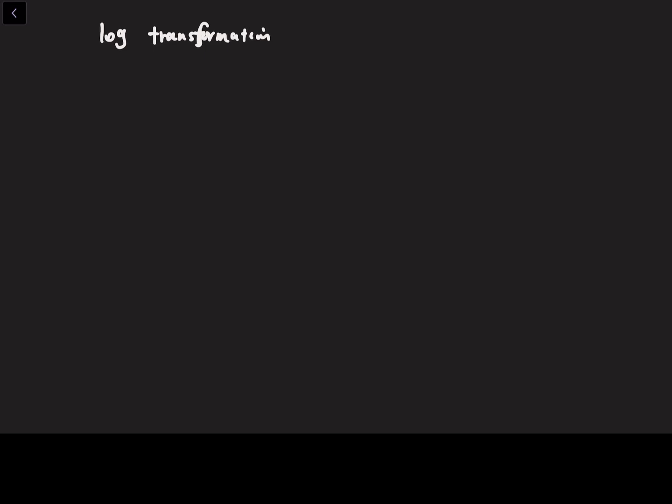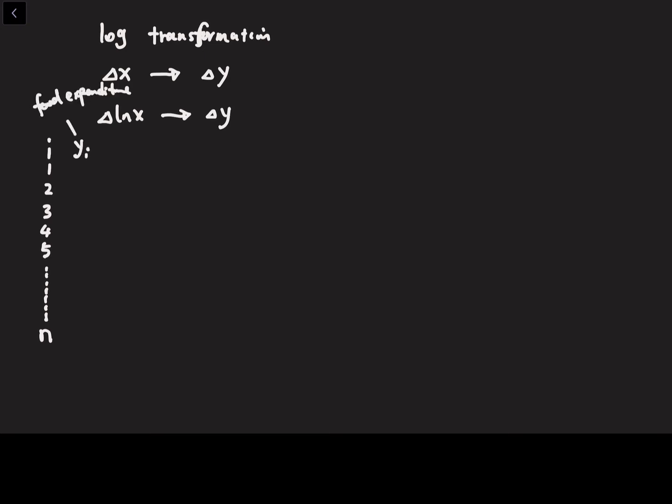For example, before I was interested in the effect of changing x on y, and now I'm interested in the effect of changing ln x on y. Let me give you an example. Let's suppose you're interested in the effect of family income on food expenditure. So you have observations like this, subjects 1 to n, and y is the family's food expenditure, how much money you spend on food.